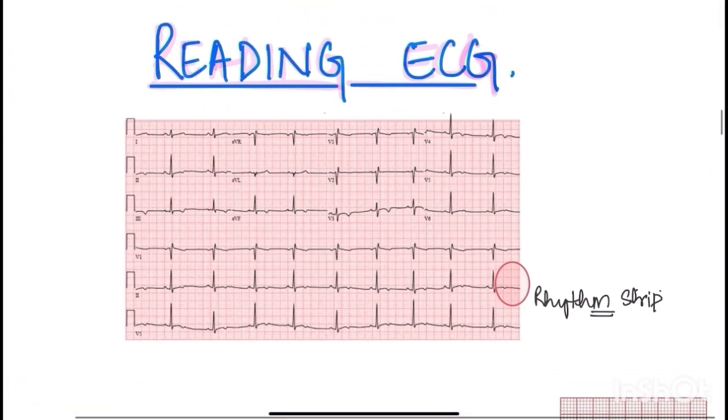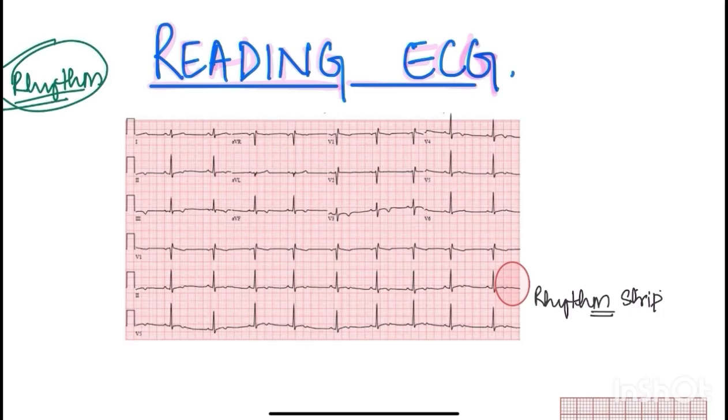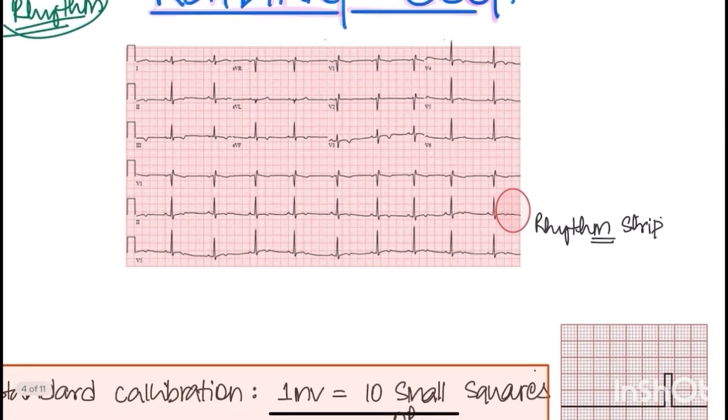So let's start with reading the ECG. The first one we would see is rhythm. When we talk about rhythm, we see this rhythm strip. You will see this second lead: we have 1, 2 and 3, then again you have V1, then again this second lead, and this is the rhythm strip. With the rhythm strip we will calculate the rhythm and the heart rate.